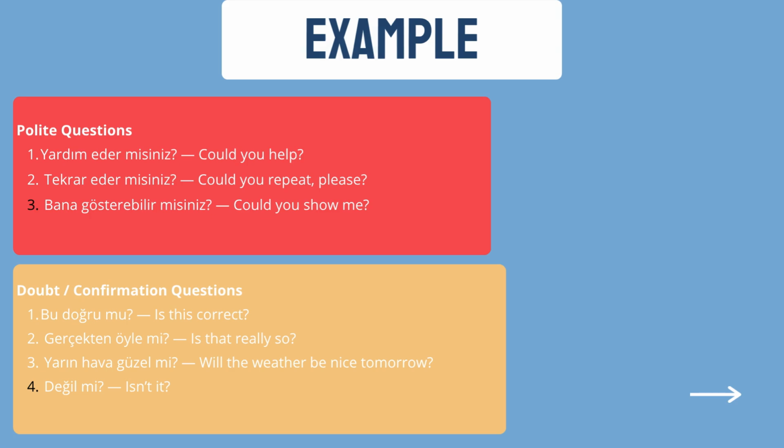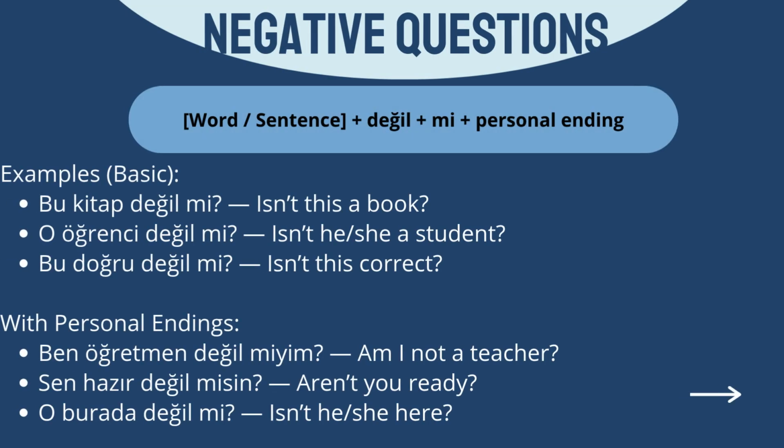So we also have negative questions. The structure is pretty simple. So here we have word plus değil, our question particle, and personal ending. You have examples. Bu kitap değil mi? These are very simple examples without any personal ending. Bu kitap değil mi? Isn't this a book? Next, o öğrenci değil mi? Isn't he, she a student? Bu doğru değil mi? Isn't this correct?